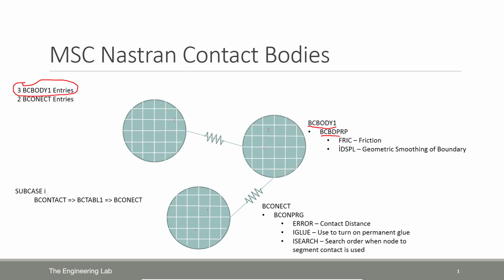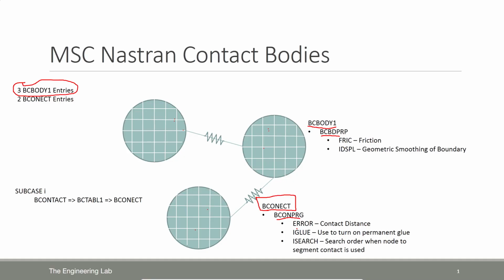Then for each BCBODY1, you have the option of defining a BCBDPRP entry. This is going to let you define information like friction. If the contact bodies have a coefficient of friction, you would come into a BCBDPRP entry and you would define it there. Now, for each contact interaction, you define what's called a contact pair, and you do that with the BCONNECT entry. And then associated with the BCONNECT entry, you define what's called a BCOMPRG entry.